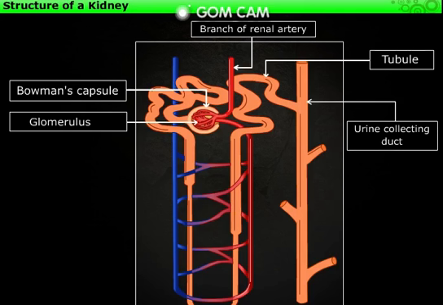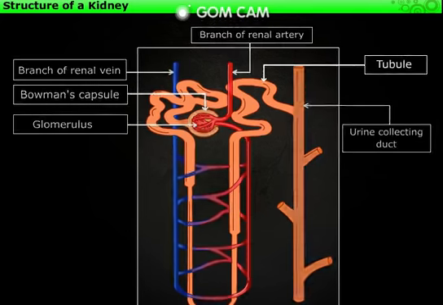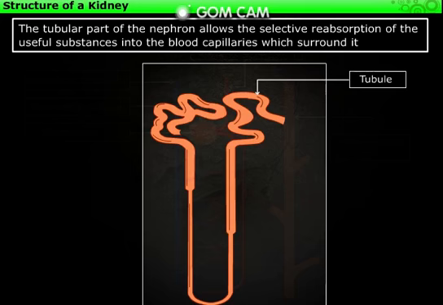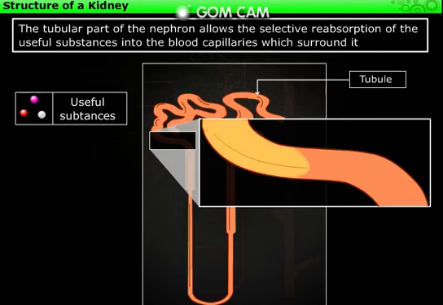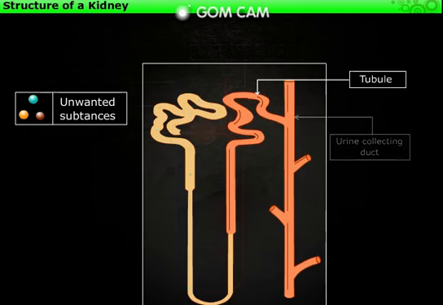The other end of the glomerulus surrounds the tubule, and, finally, joins a branch of the renal vein, and puts clean blood into it. The tubular part of the nephron allows the selective reabsorption of the useful substances into the blood capillaries, which surround it. The unwanted substances, like urea, some salts, and excess water, remaining in the tubule, is urine. This urine is carried into the urine-collecting duct.